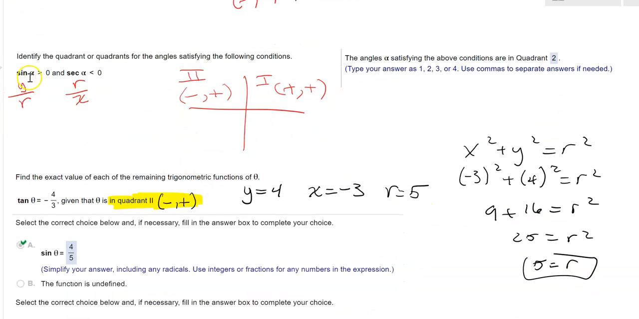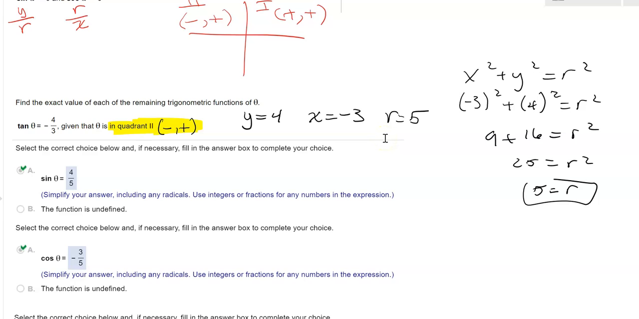And in this last one, dealing with sine, when is it positive? 1 and 2. Secant is cosine, or x. When is that negative? In 2. Done.